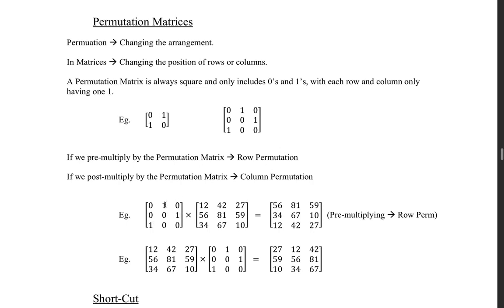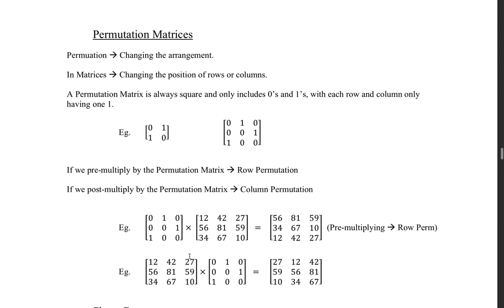See here, this is a permutation matrix. It's multiplying before this matrix, so it's going to change the position of the rows. If we have a look here, this top row, row 1, 12, 42, 27, has become row 3. We're pre-multiplying, so it's a row permutation. If we post-multiply, which means multiply after the matrix, like this one, this permutation matrix is multiplying after this matrix, it's going to change the position of the columns. So 12, 56, 34, column 1, becomes column 2.